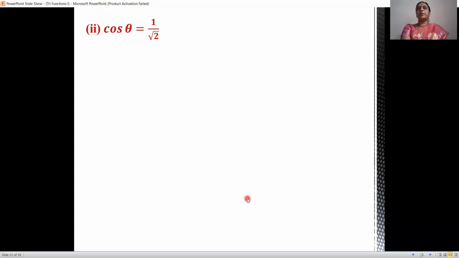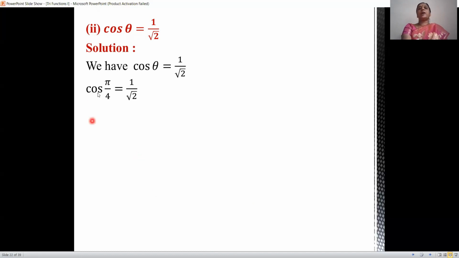Consider the next example. Cos theta is equal to 1 by root 2. Write down cos theta is equal to 1 by root 2. Now go to your table 0 to 360, where we will get the value of cos theta as 1 by root 2. At angle pi by 4 we get the value 1 by root 2. Therefore, write down here cos pi by 4 is equal to 1 by root 2. Now compare these two equations, first and second. Comparing first and second, we get cos theta is equal to cos pi by 4.